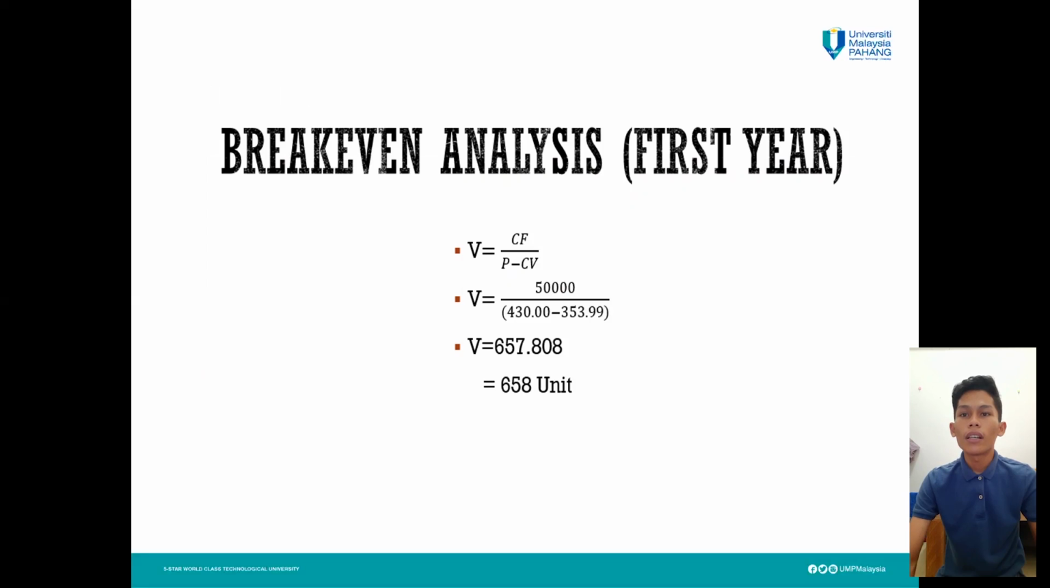The break-even can be calculated using the formula: volume equals fixed cost divided by sale price per unit minus variable cost per unit. So we get the volume as 657 units for the first year break-even analysis. This means that approximately 658 units need to be sold in a year to reach break-even.